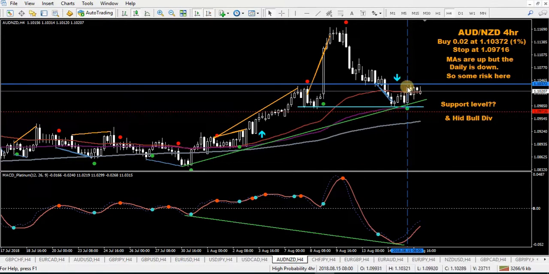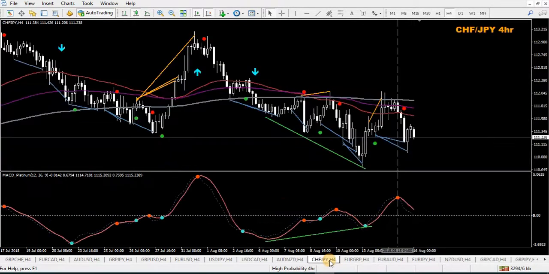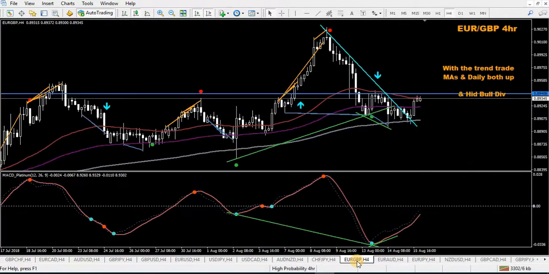Aussie NZ, New Zealand in a buy here, going against me, but you can see the divergence. You can stop. It's got a support level here, and I've got the blue arrows on the 4-hour charts. They just represent the daily chart, the same settings, so it just gives me an idea which way the daily's thinking about going.